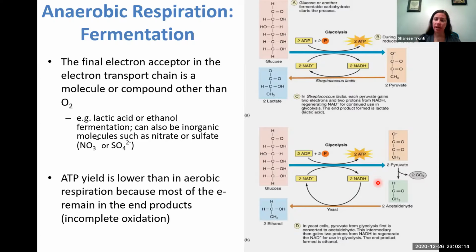The only thing that we're going to add now is we're going to add another step that's going to produce a final end product. And most commonly, we see lactate or ethanol. There's other end products that can be made as well. But the purpose of making this end product is to recycle the NAD plus. Without recycling the NAD plus, this whole process of glycolysis cannot continue. So it's just trying to recycle that NAD plus so that it can accept more electrons so that glycolysis can continue to occur.